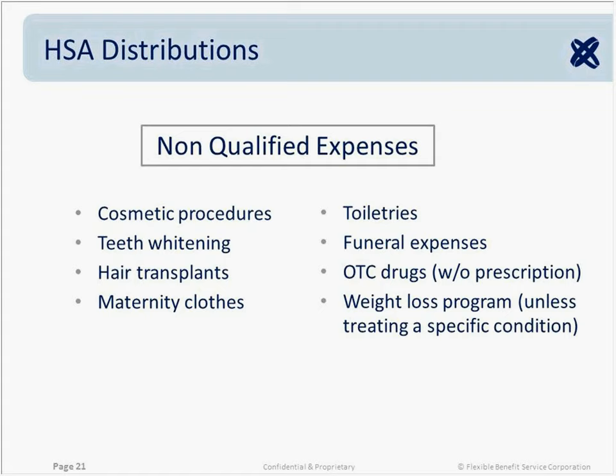Similarly, with weight loss programs, those are not qualified expenses unless they are treating a specific medical condition. So if somebody, for example, is considered obese by their provider and it's recommended that they join a weight loss program, maybe to reduce their cholesterol level or their risk of diabetes, then as long as that's treating a medical condition, that would be considered an eligible expense, but otherwise it would not.